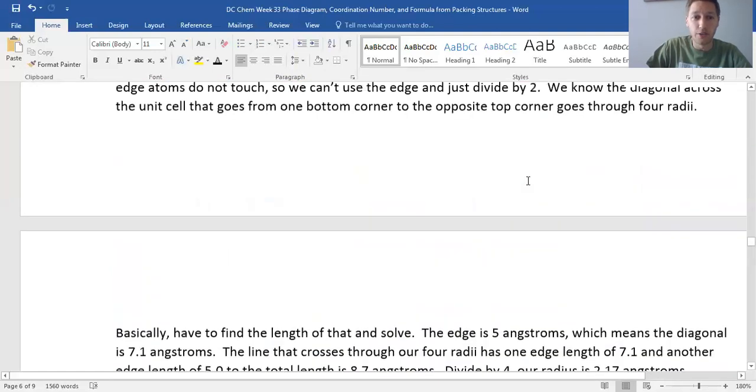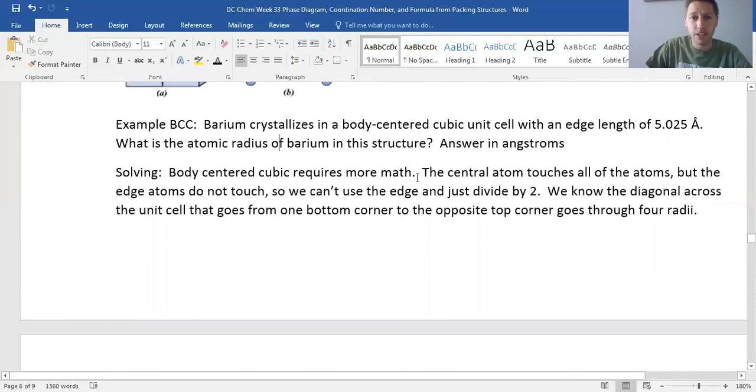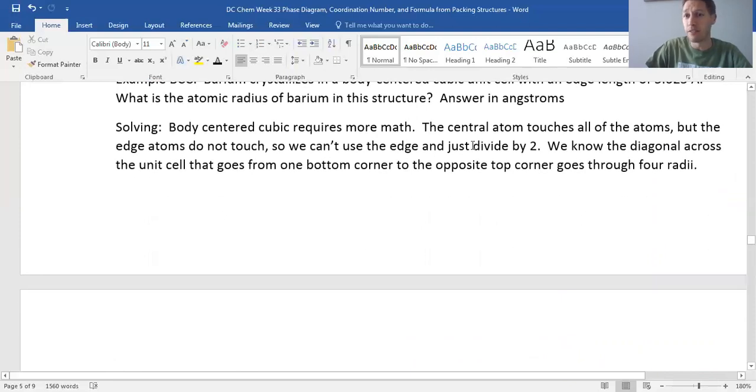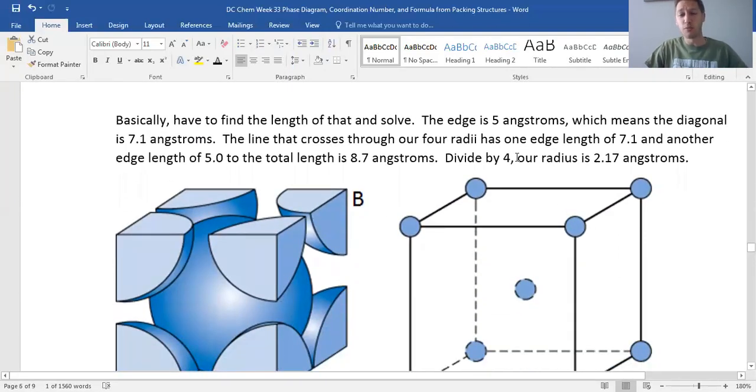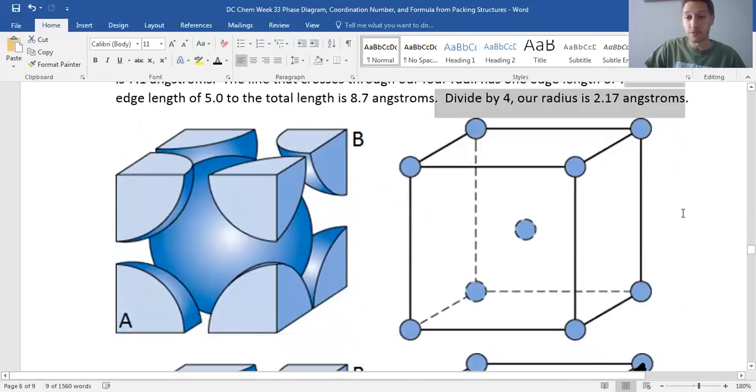So here's me walking it through up here. Again, we're saying that we need to make sure the atom's touching everything. We have a continuous radius. We can't just use the edge atoms. You've got to go from one corner to the opposite corner, which goes through 4 radii. So we've got to do a little a squared, b squared, c squared. We said our edge length was 5 angstroms. The diagonal 7.1. Then we do it again. Divide by 4 at the end. That would be our distance in angstroms for the radius.